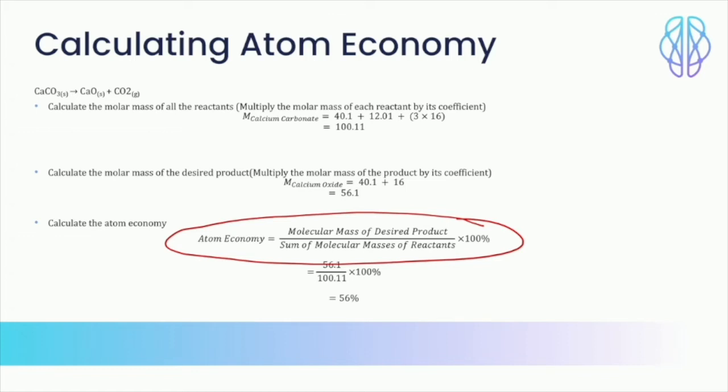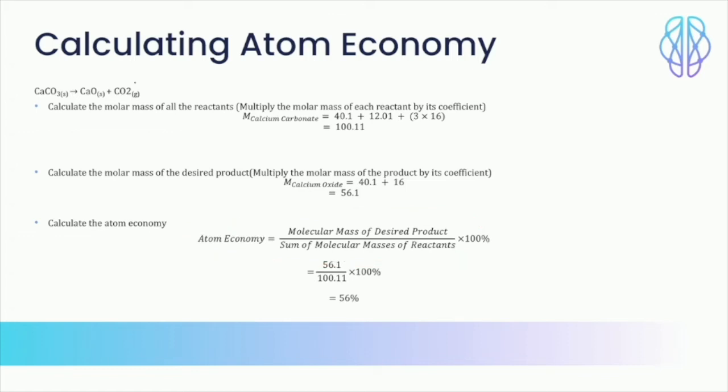So now we'll go over how to actually calculate the atom economy for this reaction here. So obviously in this reaction, calcium carbonate is being broken up to form calcium oxide and carbon dioxide gas. Our product of interest is calcium oxide, and our initial reactant is calcium carbonate. So I'll write that. So our reactant is calcium carbonate, and our product is calcium oxide.